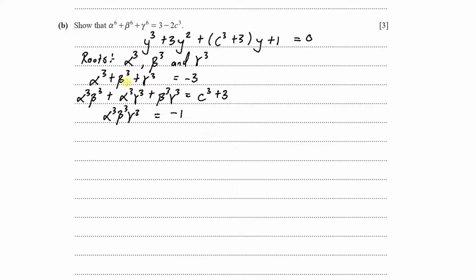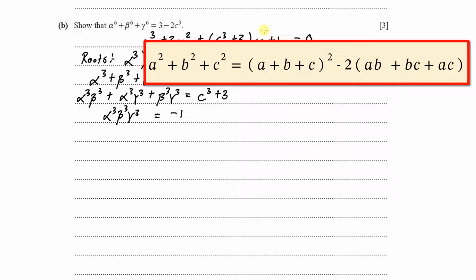So we now have the sum of roots, the sum of product of pairs, and the product of roots for this cubic polynomial. Now, I would want you to keep in mind that a squared plus b squared plus c squared can also be expressed as (a plus b plus c) all squared minus 2 of (ab plus bc plus ac). We can apply this here now. Alpha to the 6 plus beta to the 6 plus gamma to the power 6.